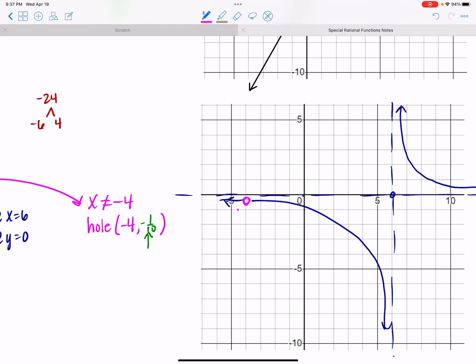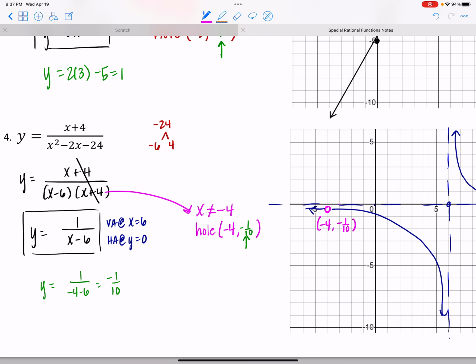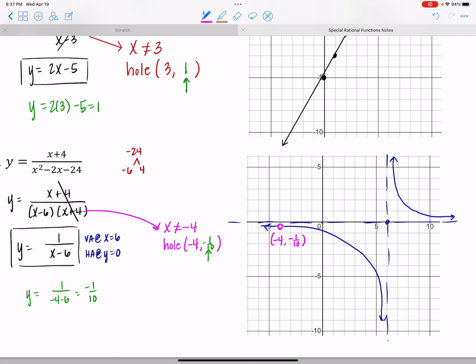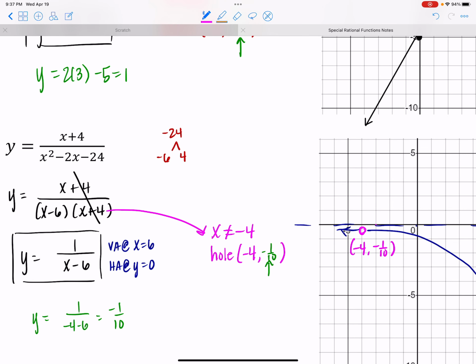So again, I'm going to just label it because it's not really clear on my graph where that's supposed to be, and there it is. So we're graphing the simplified function and then just including the coordinates for the hole. Since that restriction is reduced out, it doesn't create the vertical asymptote, but we still want to account for it.